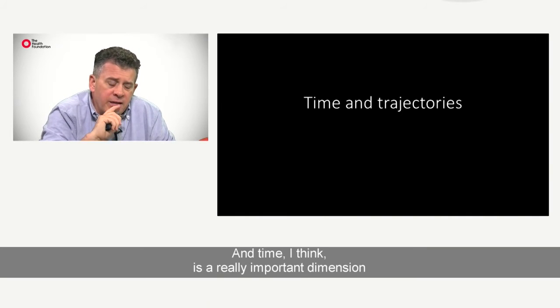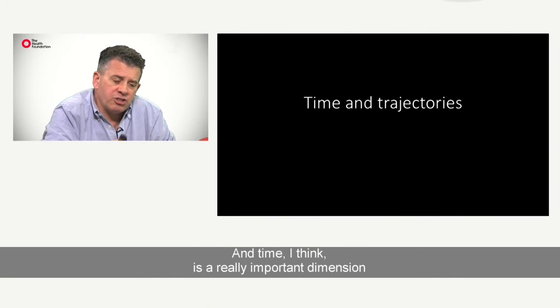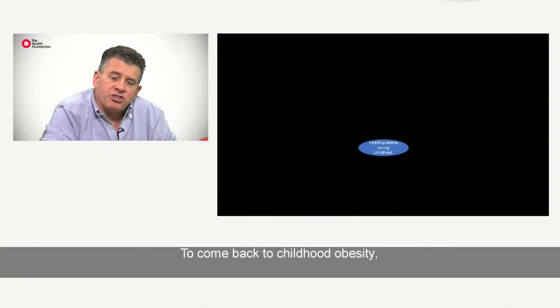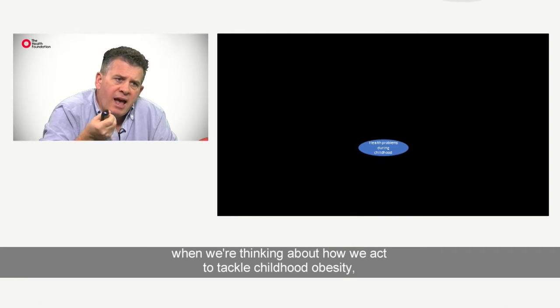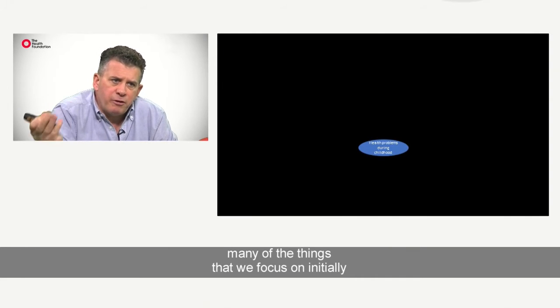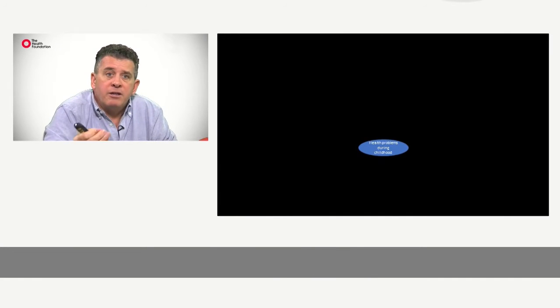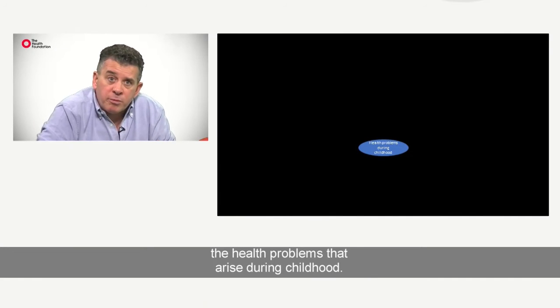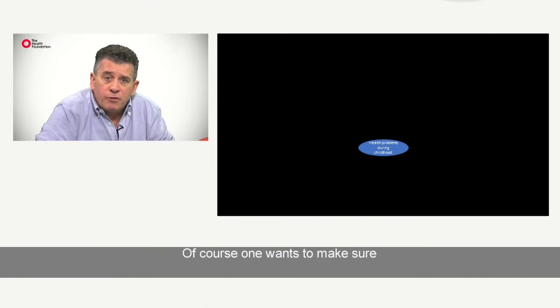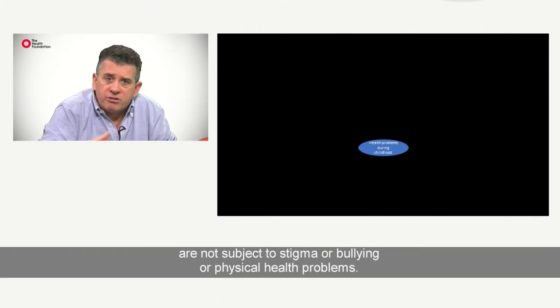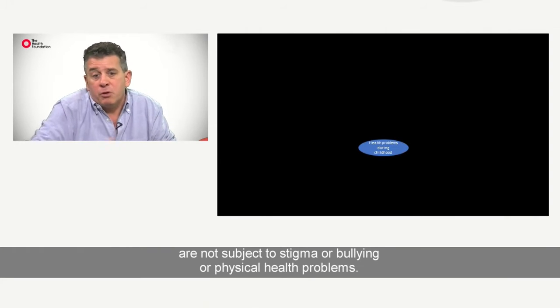And time, I think, is a really important dimension that we've often lost sight of in public health. When we're thinking, to come back to childhood obesity, when we're thinking about how we act to tackle childhood obesity, many of the things that we focus on initially deal with, understandably and appropriately, the health problems that arise during childhood. Of course, one wants to make sure that children who have a weight problem are not subject to stigma or bullying or physical health problems.